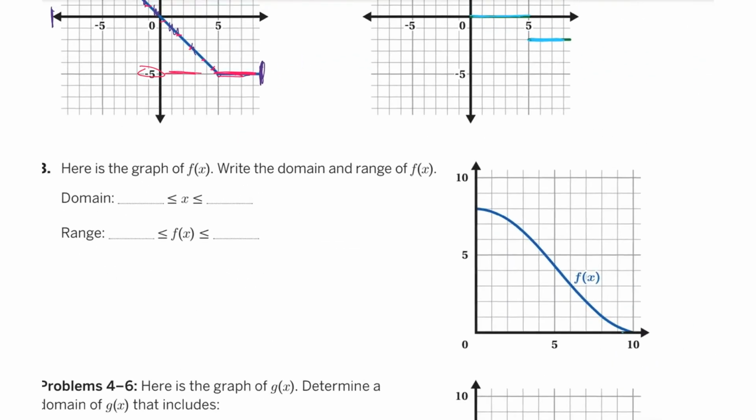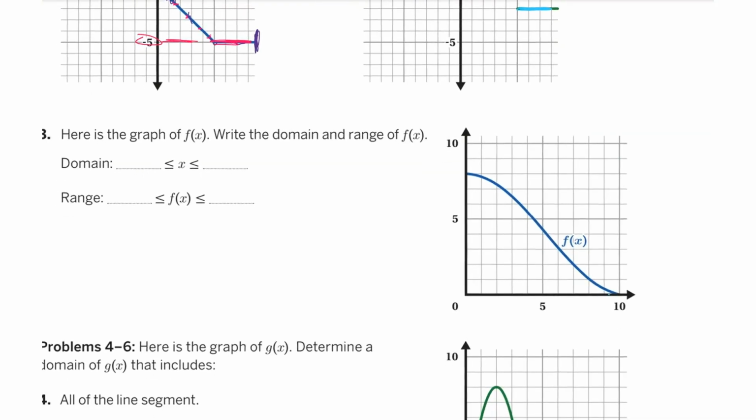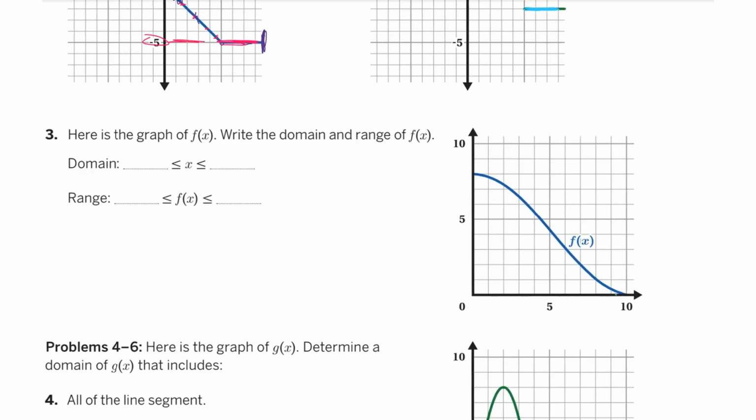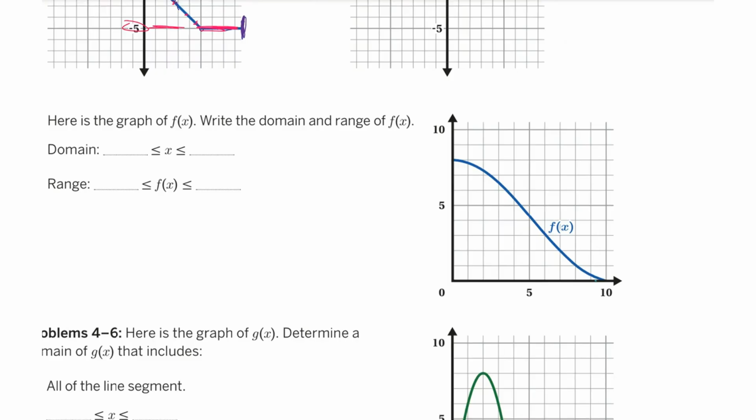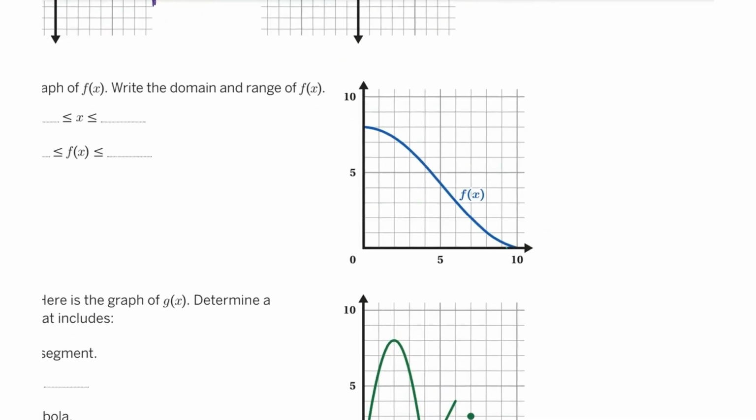So for number 3, we're asked to look at this function f of x, this blue graph right here, and it says to write the domain and the range of f of x. We'll start with the domain. Because we look at this and we see that it's a continuous function, right? We're going from what looks like the x value of 0, and it includes every value. It's not distinct points. It's continually going all the way to, call it, the x value of 10.